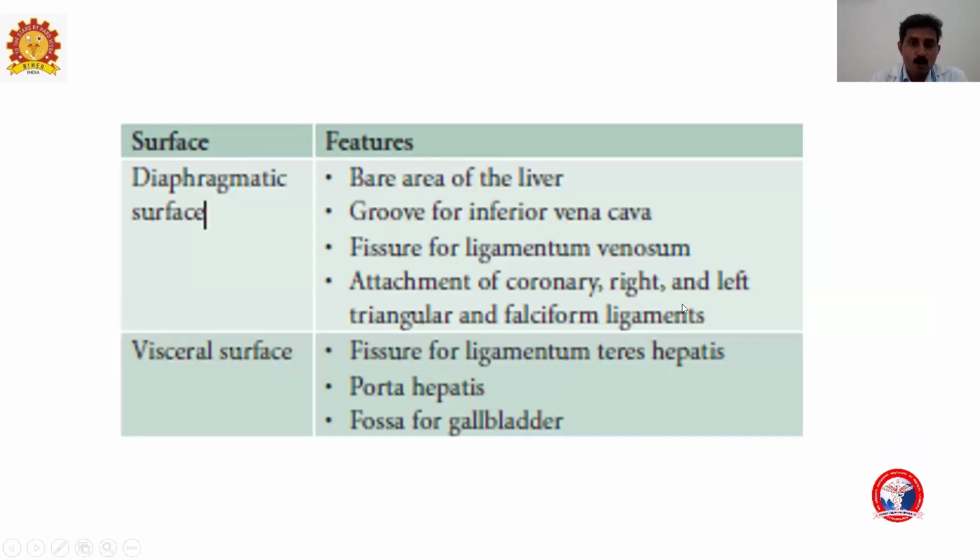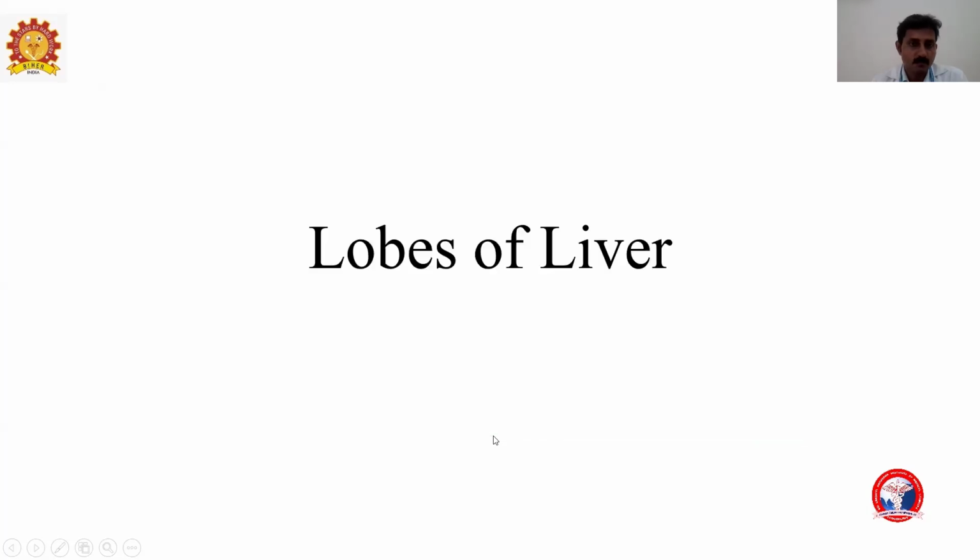Okay. We also have attachments of the peritoneal ligaments. We'll see that these ligaments are coronary, right and left triangular, and falciform. We'll see them in the next part of the session. On the basal surface, I already told you, fissure for ligamentum teres hepatis, porta hepatis, and fossa for gallbladder. This we have seen in the previous slide.